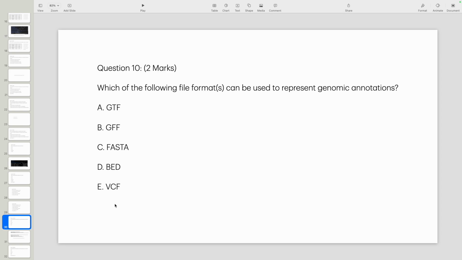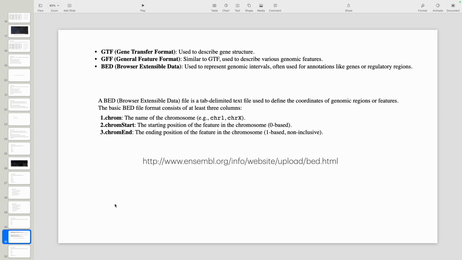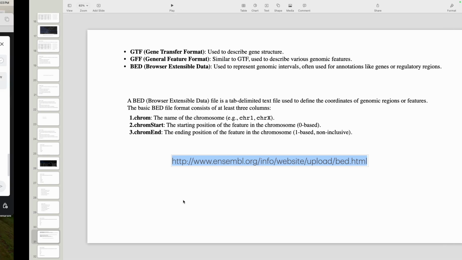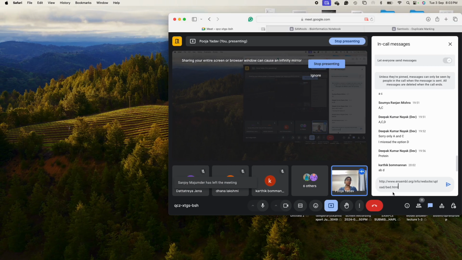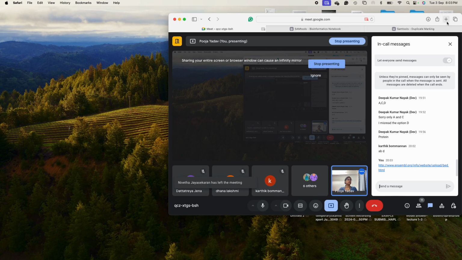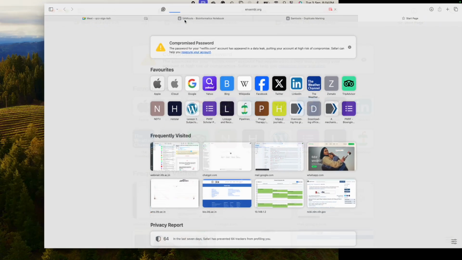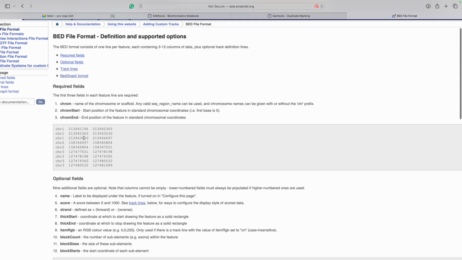We have already looked into GTF and GFF. The BED format is also used to define the coordinates of genomic regions and features. How does the BED format look? It contains information about the chromosome number, the chromosome start and the chromosome end. We will look at how this BED file looks. I'll share this in the chat box as well. So this is an example of the BED format file.